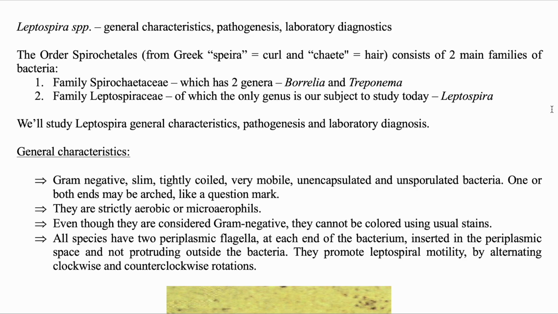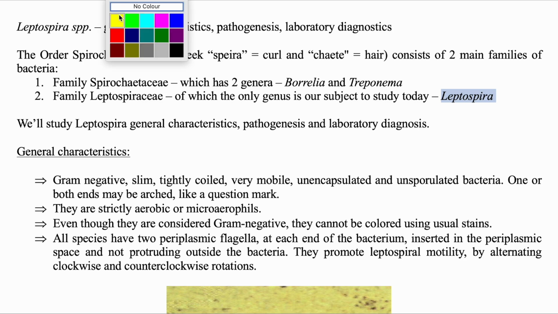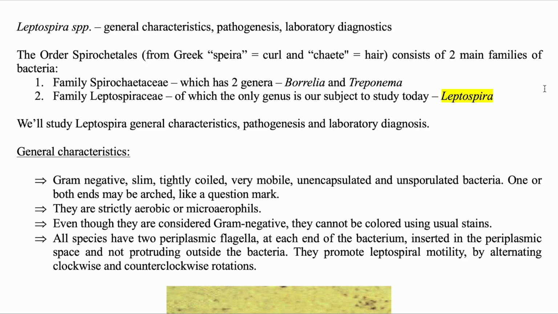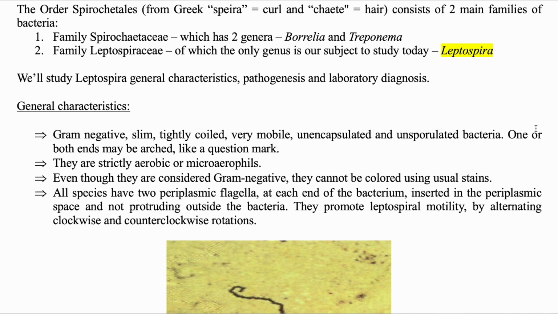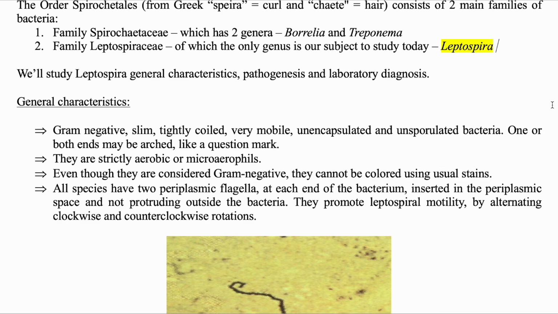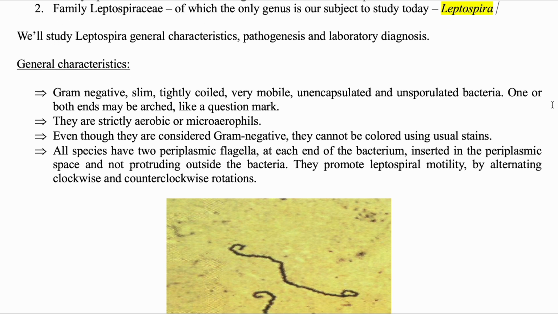The order Spirochaetales, from Greek words spira, meaning curl, and chaete, meaning hair, consists of two main families of bacteria. The first one is the family Spirochaetaceae, which has only two genera, Borrelia and Treponema. The second one is the family Leptospiraceae, of which the only genus is our subject to study today, Leptospira. We'll study Leptospira general characteristics, pathogenesis, and laboratory diagnosis. Let's start with the general characteristics.